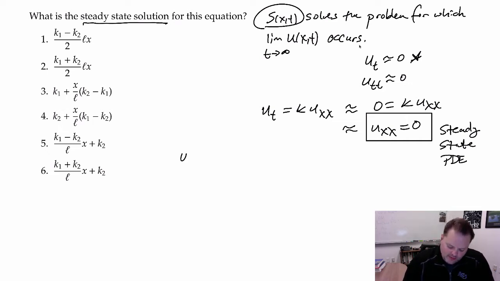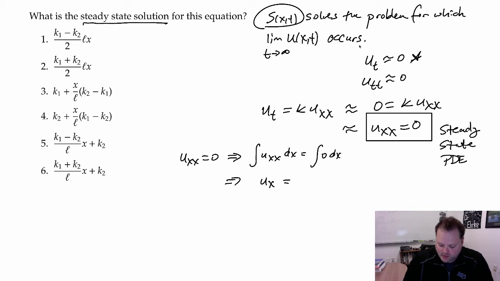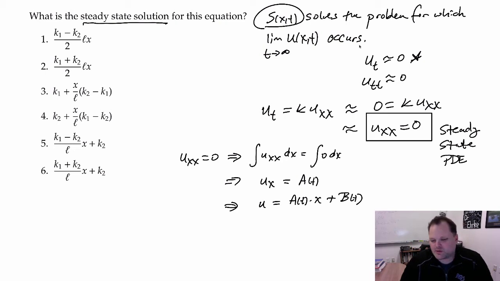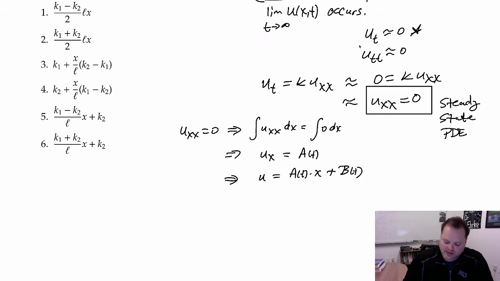So if u_xx equals 0, we could take the integral of both sides with respect to x once. On the right-hand side, that would be the integral of 0, which is 0 plus a constant. That constant is constant with respect to x, so it would be an arbitrary function of time. And then if I do this one more time, you get a of t times x plus another constant, which is b of t. We did some problems like this earlier in the course, but the point is, this is the steady state profile.